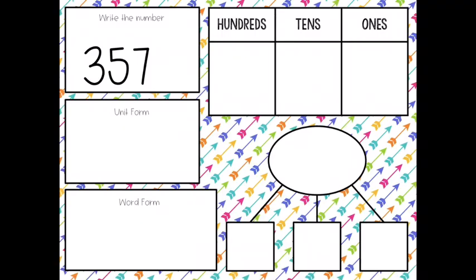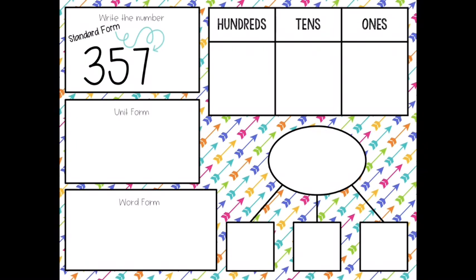234. So let's take this new number, 357, and show it in all of the ways we know how to represent that number. Already we have it in standard form. So anytime you see a number written out with just its digits, that's standard form.